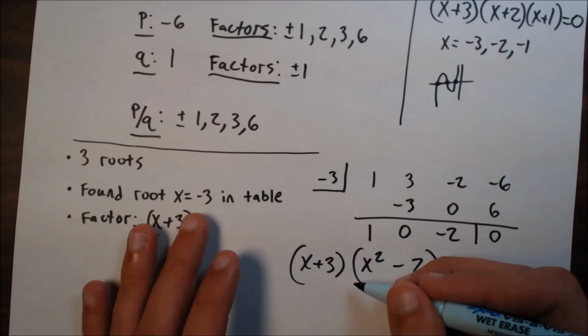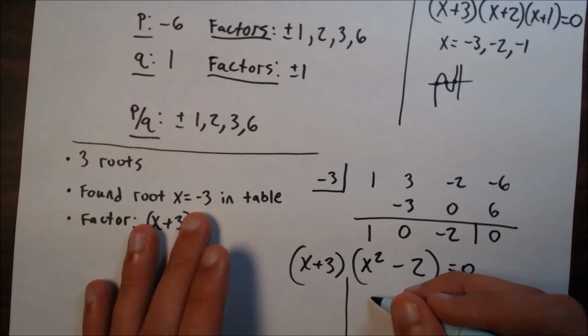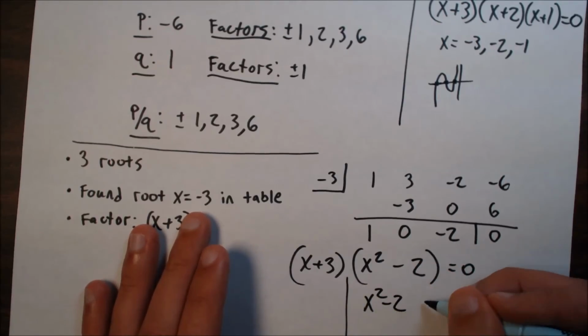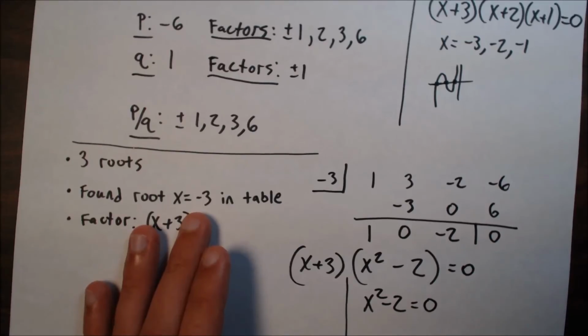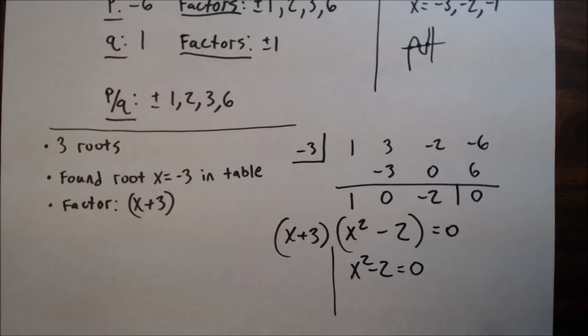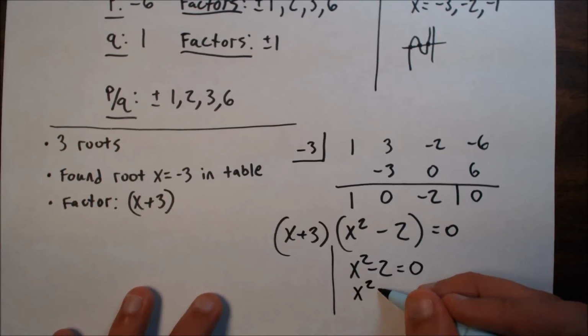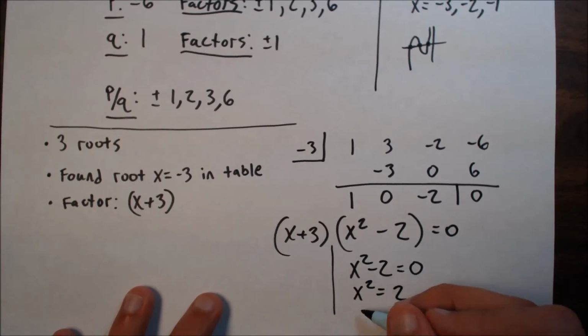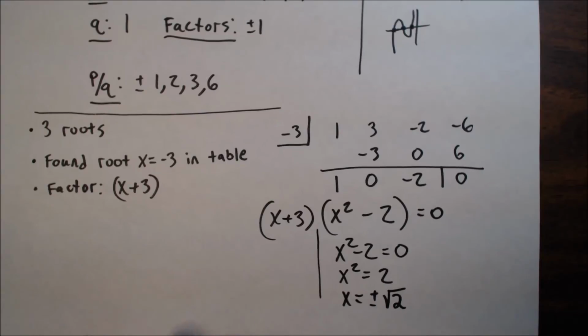So as usual, you can set this part equal to 0. So I can say x squared minus 2 equals 0. Add 2 to both sides. Take the square root on both sides. And I get plus or minus the square root of 2. How many solutions is that? That's positive square root of 2 and negative square root of 2. Well, that's 2 solutions. And we already know what one of them is.